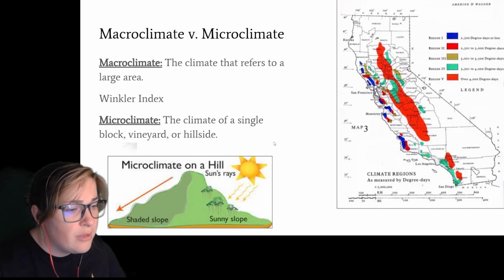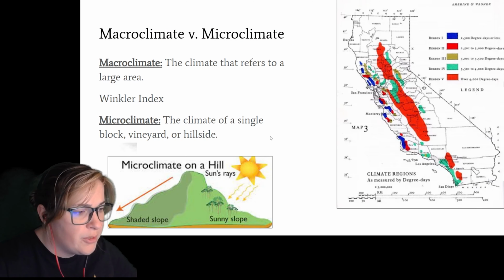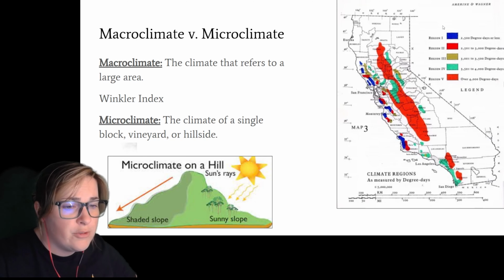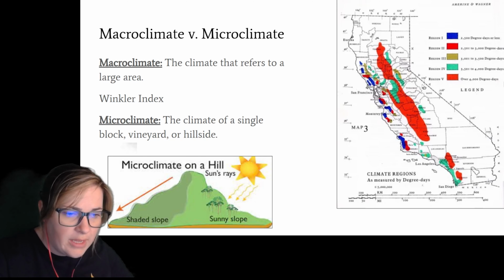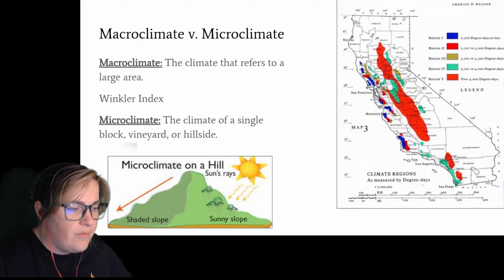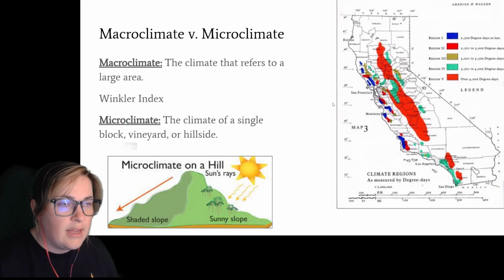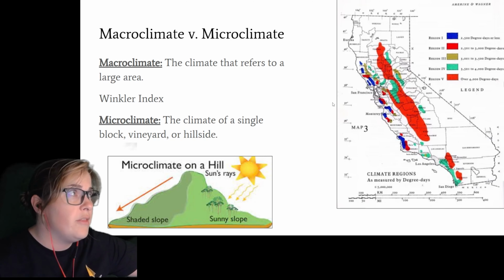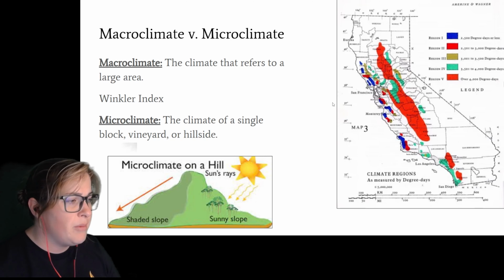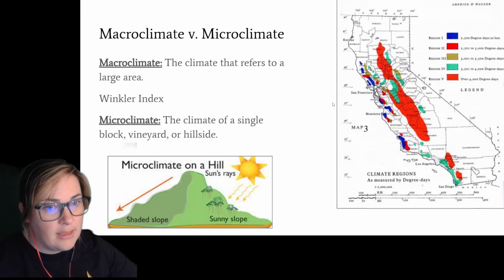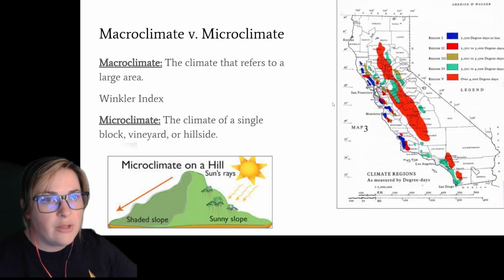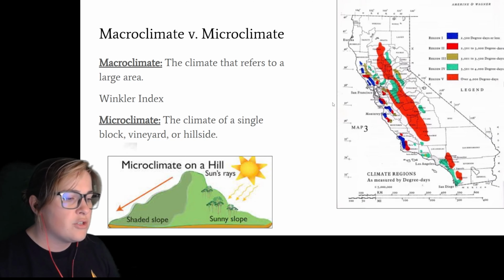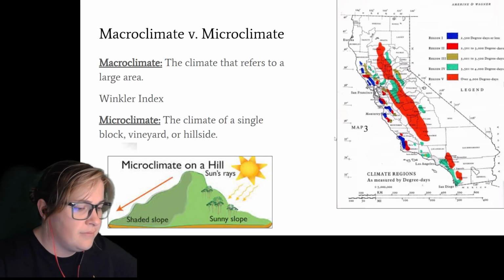Cool. Macroclimate versus microclimate, pretty straightforward. Macroclimate can refer to the Winkler Index, region 1 through 5, larger regions of areas. Then microclimate, people use it kind of loosely, right? So microclimate could be El Dorado compared to all of the Sierra foothills, or microclimate could literally be block A in a vineyard of multiple blocks, right? So that can be a term that's kind of tossed around, but ultimately they're separate from each other.